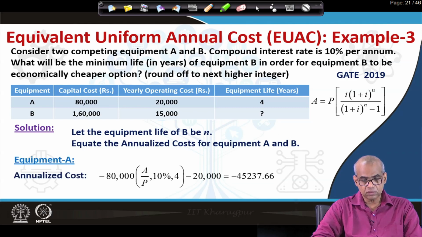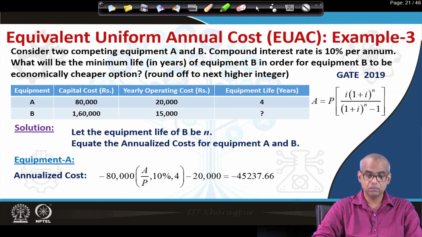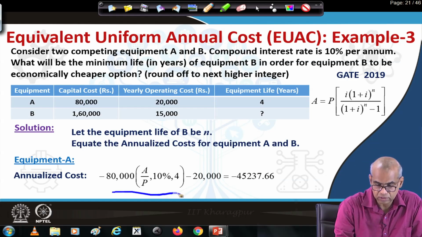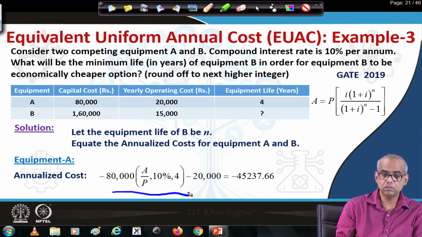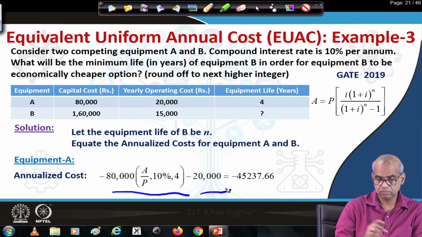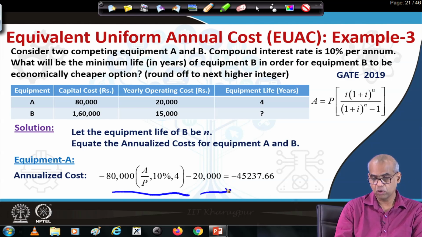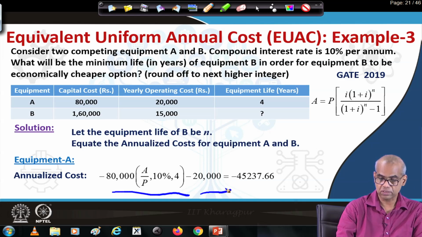So, for equipment A, we obtain the annualized cost. I have to find out the A by P factor for the capital cost 80,000 rupees. 80,000 rupees has to be annualized for 4 years with interest rate 10%. So, this gives you this quantity, and the annual operating cost is already given as 20,000. So, their sum is the annualized cost for equipment A, 45,237.66.